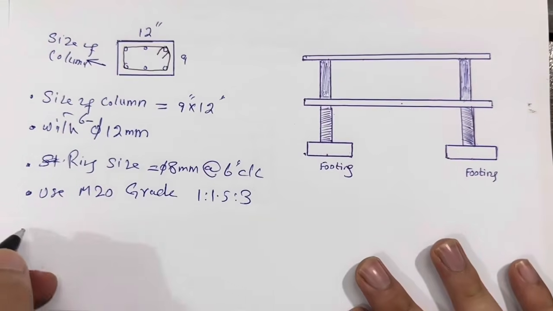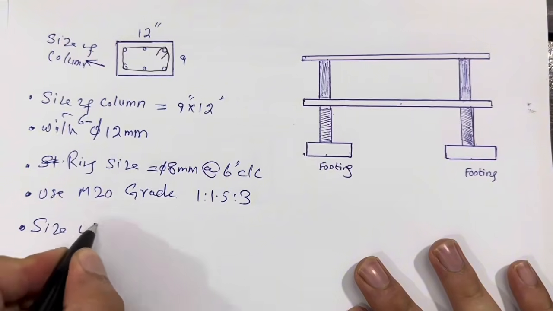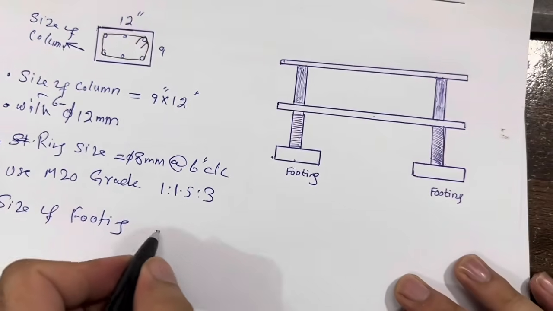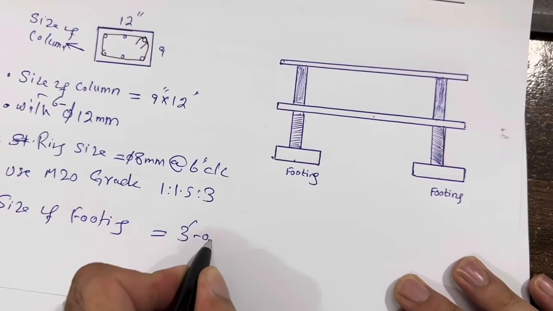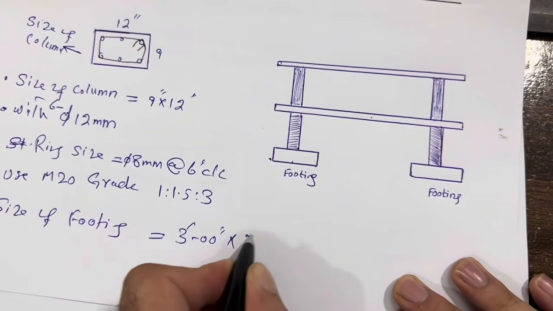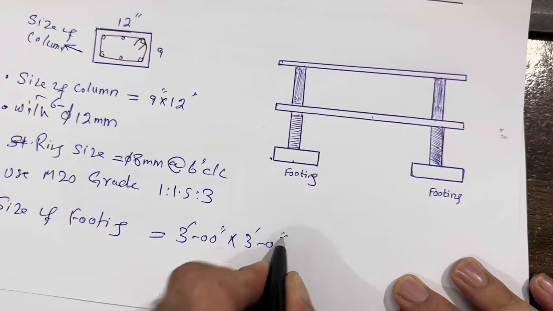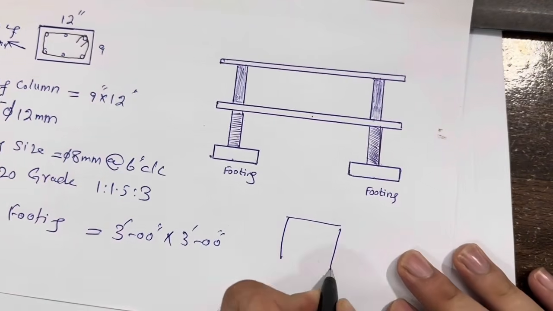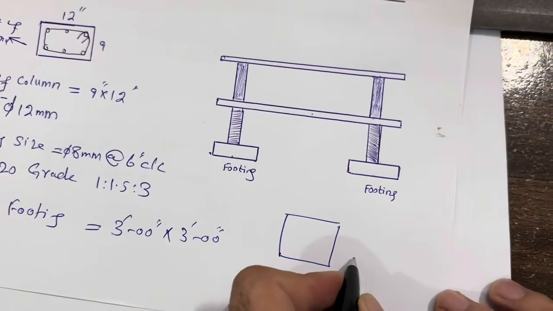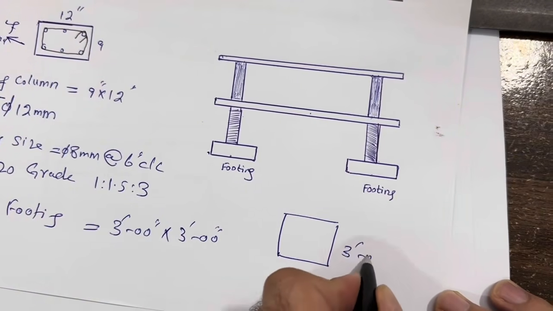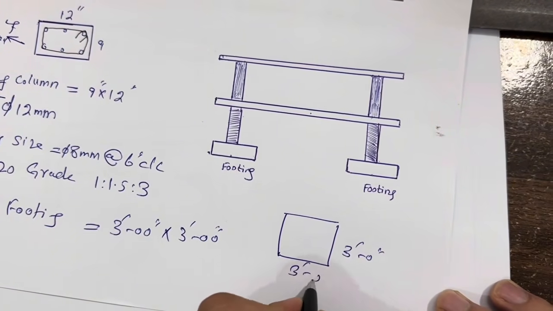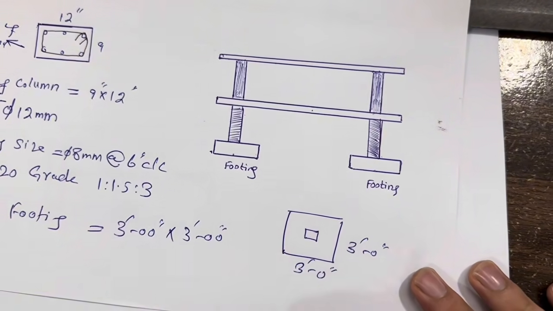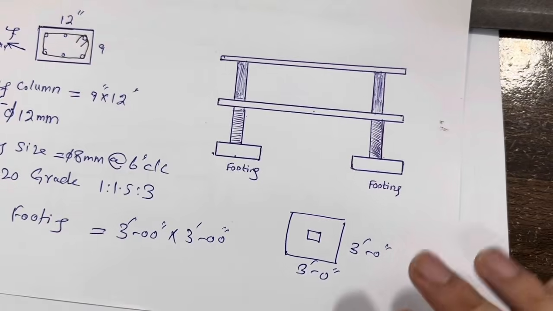So remember, the size of the footing should not be less than 3 feet by 3 feet. It should not be less than this. This is the size of the footing. So now let me create the footing. This is an RCC footing, which is 3 feet by 3 feet. Inside this, you can see this is a column which is 9 by 12 inches. So this is an individual footing.